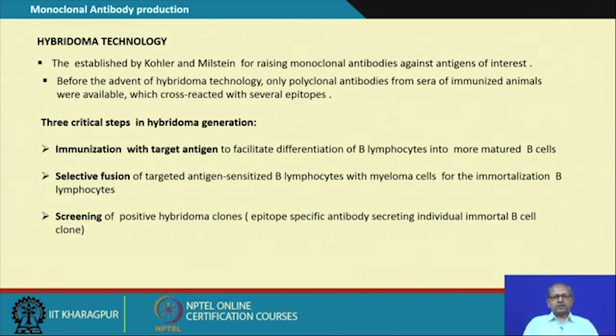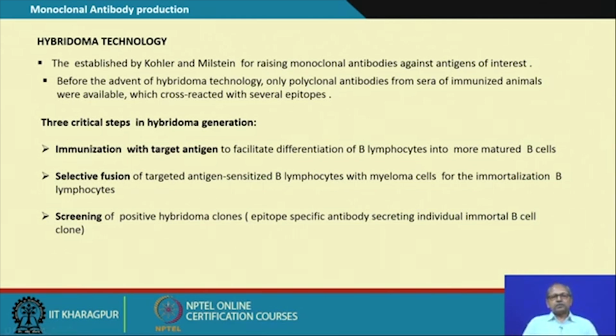The basics of hybridoma technology is the fusion of antibody secreting B cells with cancerous B cells, meaning myeloma cells, then selection of the fused cell, that is called a hybridoma, where oma means it is a cancerous cell. Then you have to screen the positive hybridoma clones, the epitope specific antibody secreting individual immortal B cell clone. So, basically for the development of hybridoma, 3 steps are there: immunization with target antigens, selective fusion, and then screening.